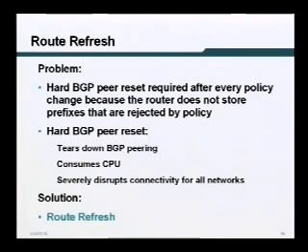A hard BGP reset is required after every policy change. Okay? And this is required because the router doesn't store the prefixes that are rejected by the policy. If you've got filters on your BGP session, prefixes come in from your neighbor, they don't match your filters, or they're blocked by your filters, your router throws away those updates, that information, it throws it all away.